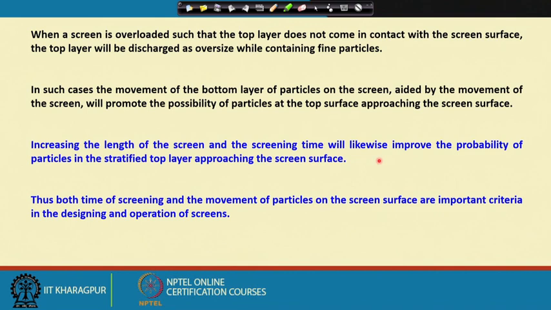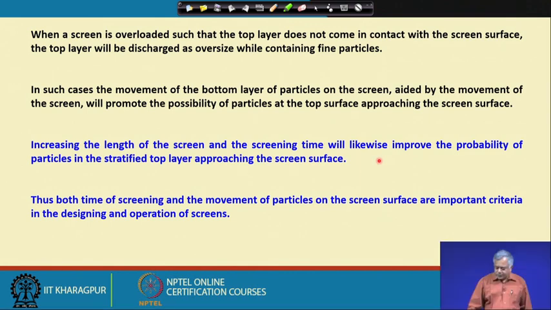Hello, welcome back. So, we are discussing the challenges associated with operating industrial screens. We mentioned in the previous lecture the difficulty in dealing with near-sized particles. However, there are other issues also, and I am trying to point out some of them. That is, when a screen is overloaded, what does it mean?